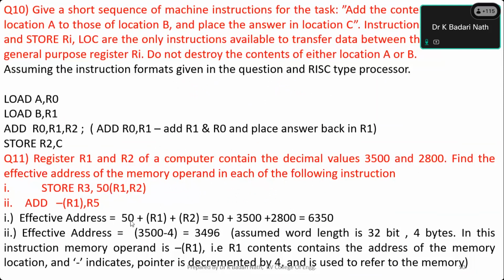So you can just look at the effective address: 50 plus R1 plus R2. R1 contents are given already, so 3500, R2 contents are given, 2800, and 6350 is the effective address. This is the address where the contents of R3 will be stored.